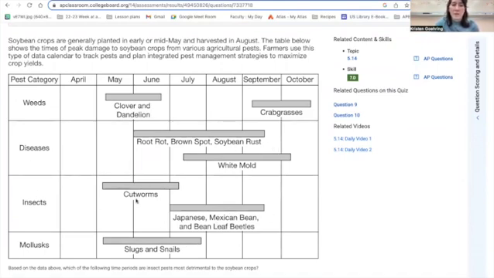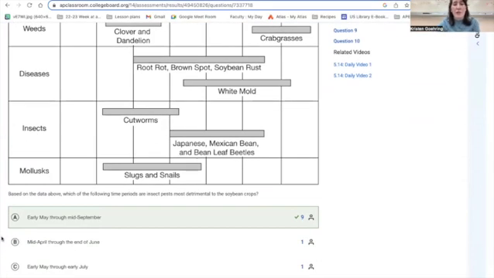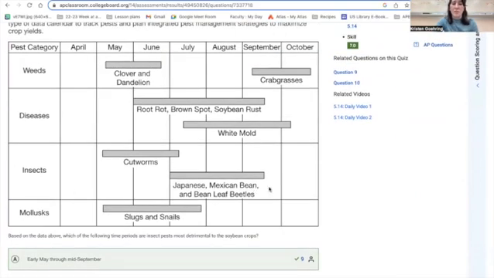Cutworms and all of these beetles are different types of insects, and then slugs and snails are mollusks. So our question is asking, which of the following time periods are insect pests most detrimental to the soybean crops? So we want to look specifically in this row here and figure out when are insect pests harmful.